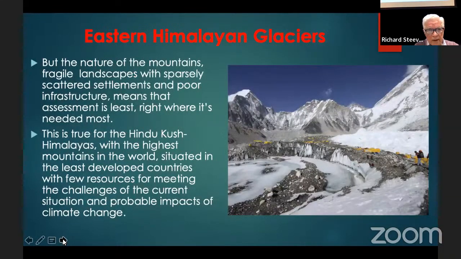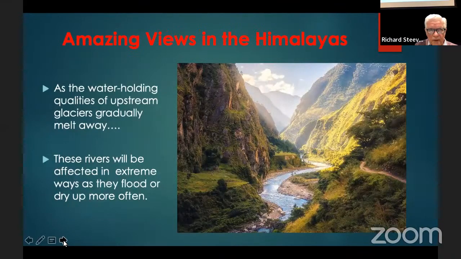Here you see more of the Eastern Himalaya glaciers and the fragile landscapes are evident with the scattered settlements and poor infrastructure. And so it's hard for them to communicate with the rest of the world or get help if they need it. These are some of the highest mountains in the world in the least developed countries. And so they're going to suffer from climate change. The people in Bhutan are quite concerned about it, and they have a very low carbon footprint, as you can imagine. Here are some of the Himalayas as they're going down some valleys in China, I believe. It shows the potential of water holding through these deep, deep valleys. The rivers will be affected extremely as they flood or dry up.